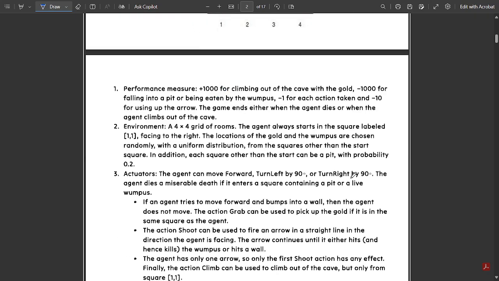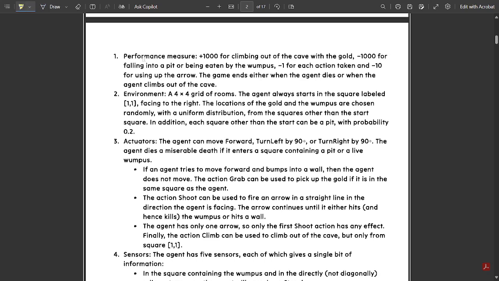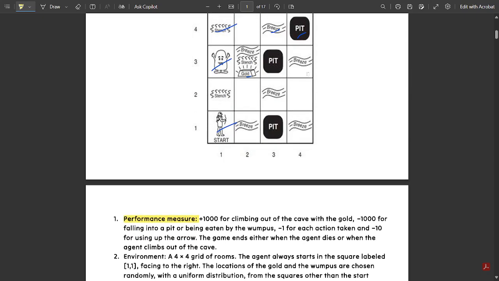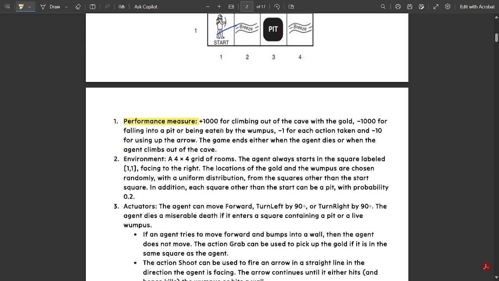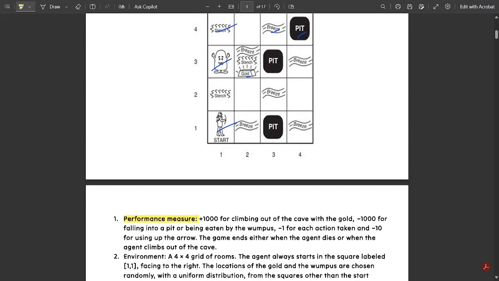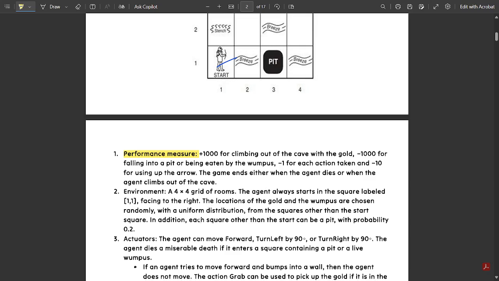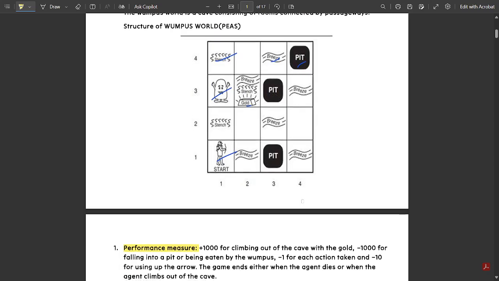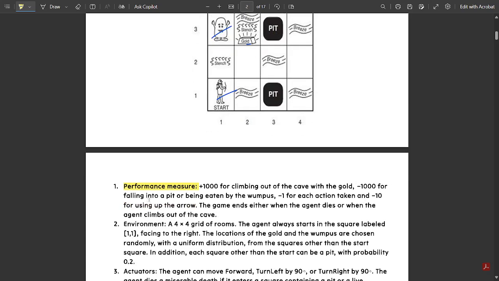So note it down. First is the performance measure. Performance measure means plus 1,000 for climbing out of the cave with the gold. That is the result. Plus 1,000 you can consider as points. For example, from the start point, if you are able to fetch the gold, you will get plus 1,000 points for climbing out of the cave with the gold. If you reach the final position, plus 1,000, minus 1,000 for falling into a pit or being eaten by the Wumpus. That is minus 1,000.